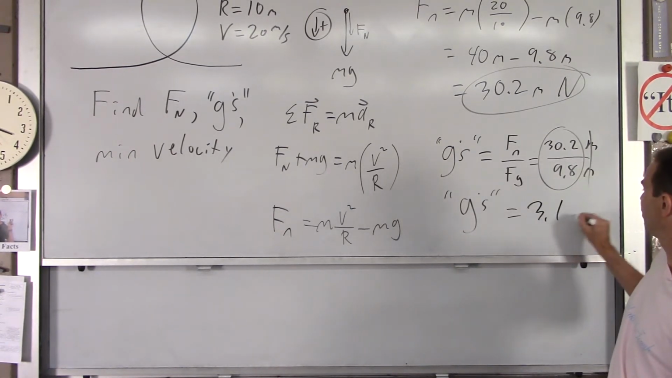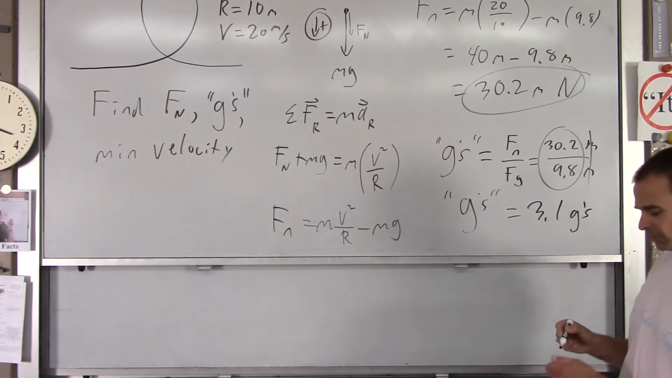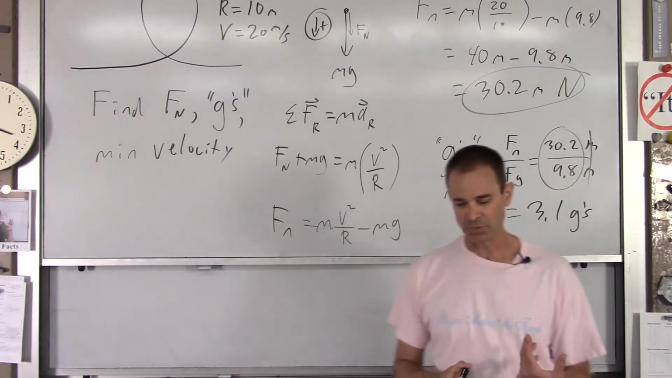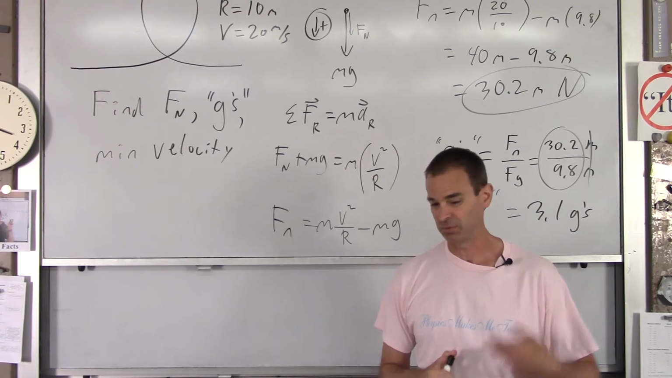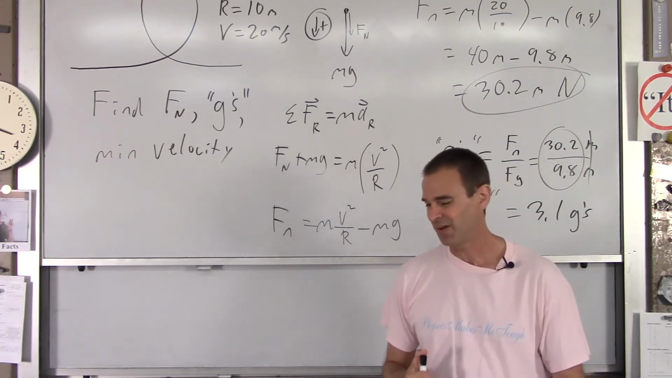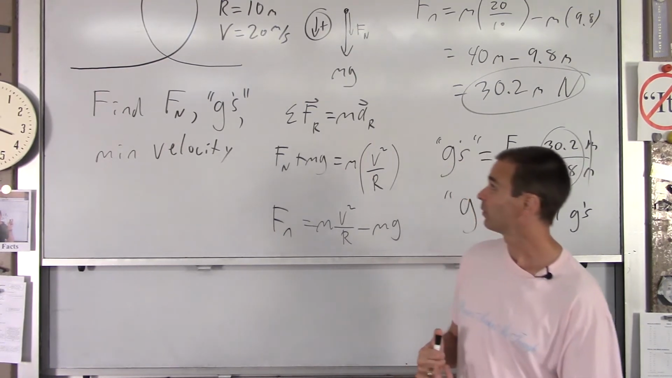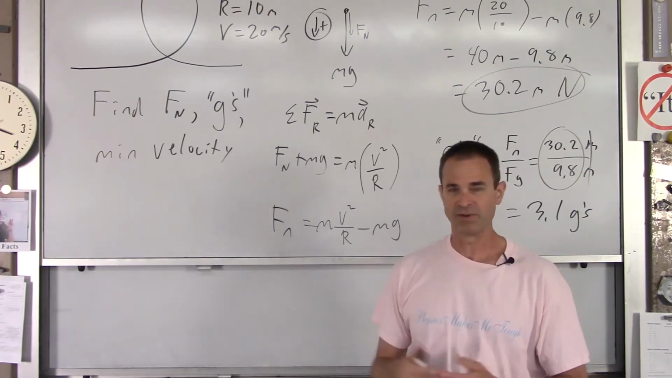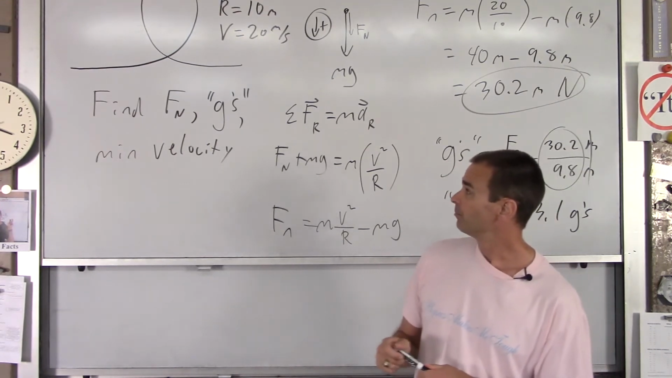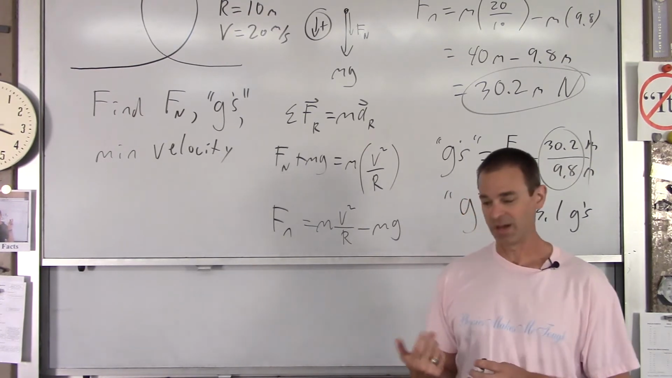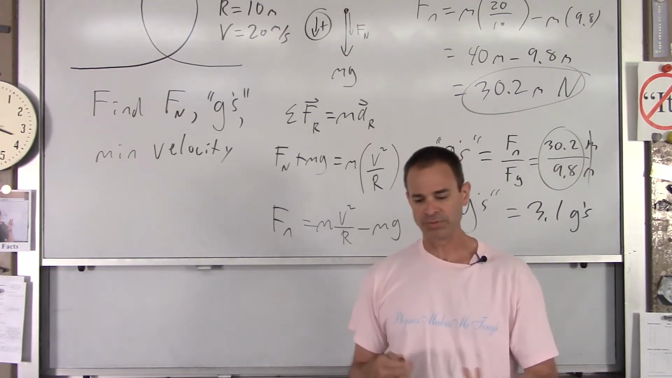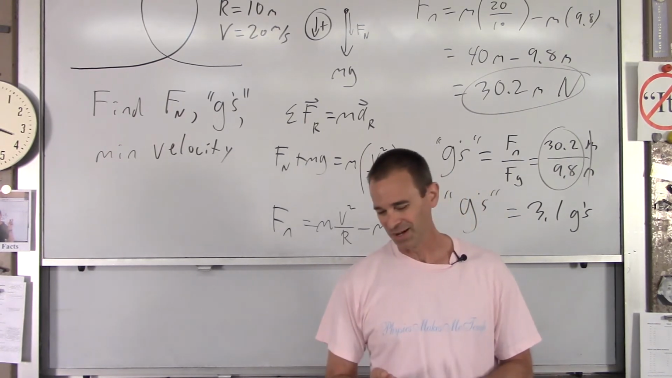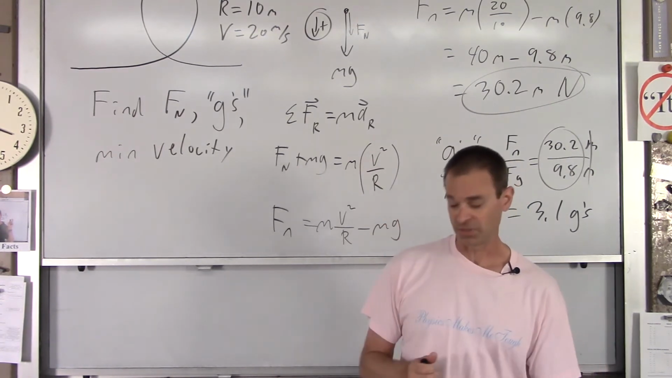So 3.1 G's, okay? So what that means is that passenger feels 3 times their body weight acting on their butt. They feel 3 times as heavy. So somebody like me, I weigh about 175. So if I were in this ride, I'd feel 3 times that, which is whatever, 525 or so pounds of force acting on me. And that'd be uncomfortable, but that's not out of the realm of possibility for amusement park rides. They max out at usually 3 or 4 G's.